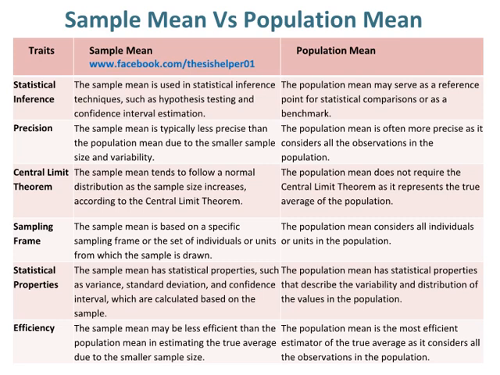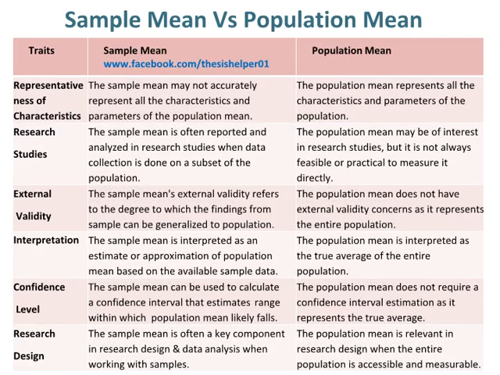The sample mean may not accurately represent all the characteristics and parameters of the population. Whereas, the population mean represents all the characteristics and parameters of the population. The sample mean is often reported and analyzed in research studies when data collection is done on a subset of the population. Whereas, the population mean may be of interest in research studies, but it is not always feasible or practical to measure it directly.